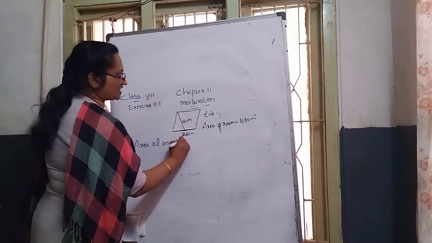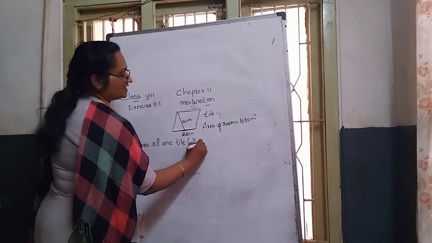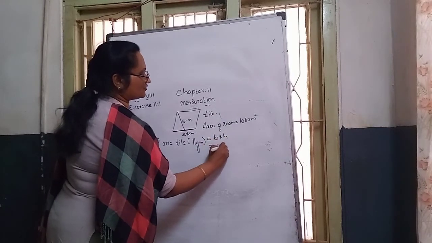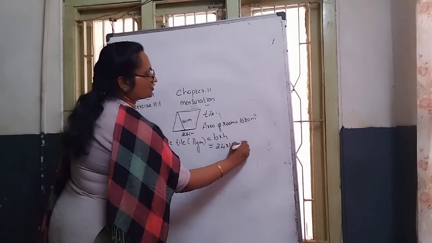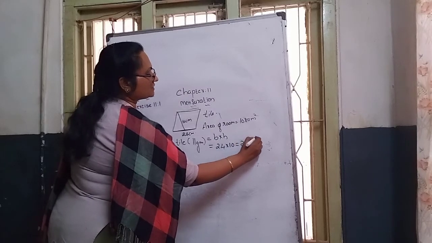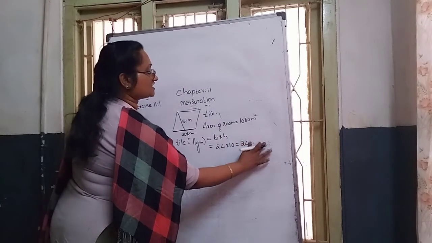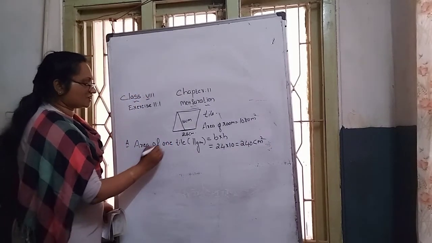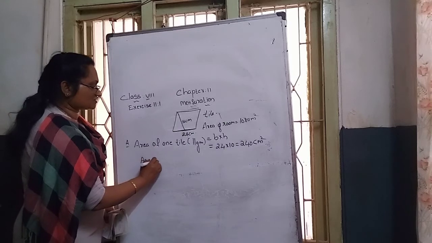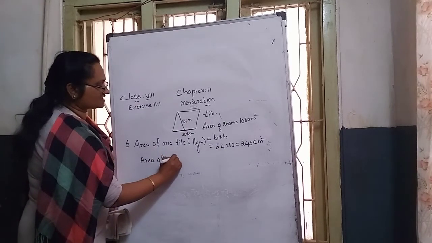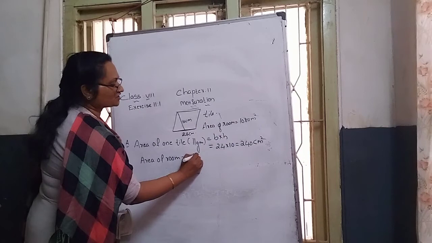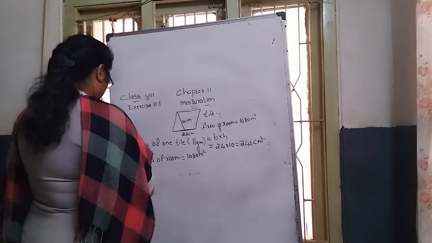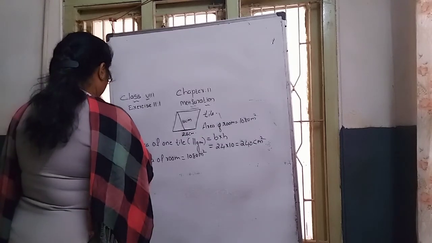The tile is in a parallelogram shape, so the formula is base into height. Here the base is 24 and the height is 10. So 24 into 10 becomes 240 centimeter square, which is the tile area. Next, the area of the room is already given in the question, that is 1080 meter square.